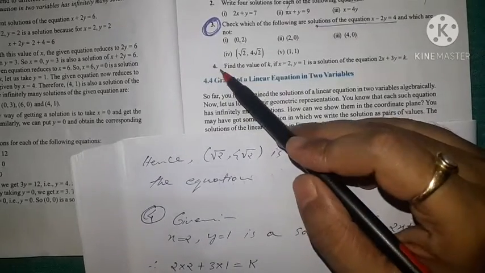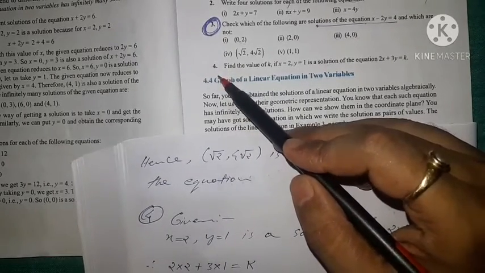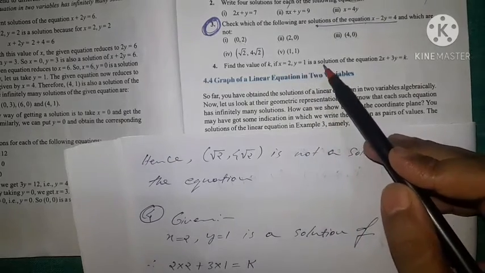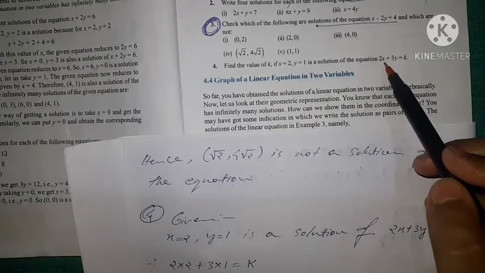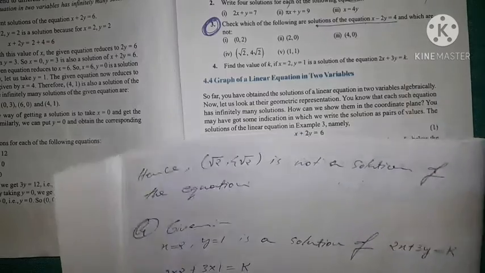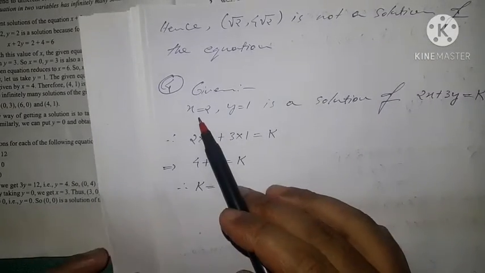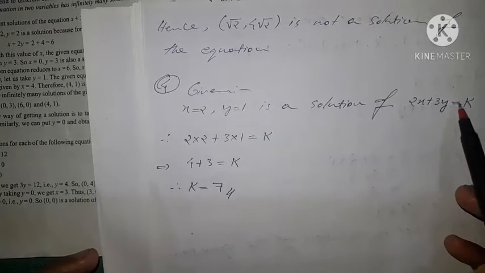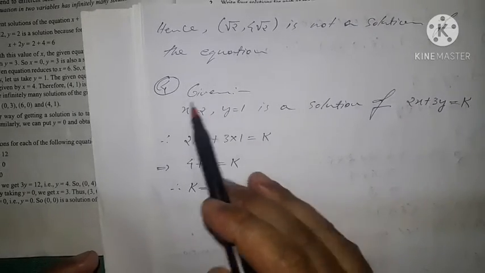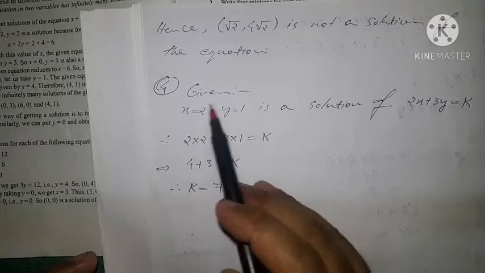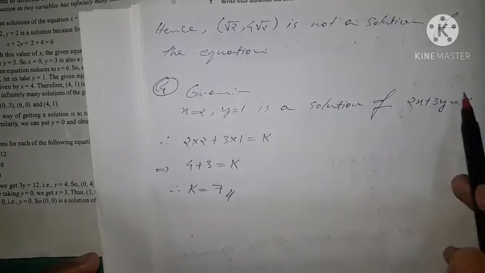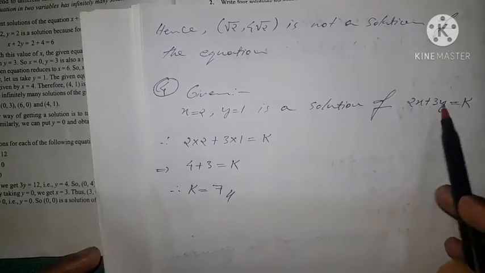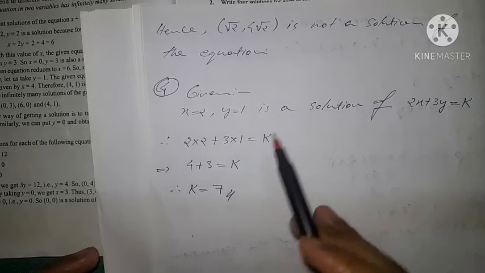So let's move to the last question. This is question number 4. Find the value of k if x equals 2, y equals 1 is the solution of the equation 2x plus 3y equals k. Given that x equals 2 and y equals 1 is a solution of this equation, this value of x and y satisfies the equation. So if we put 2 in place of x and 1 in place of y, let's see what happens.